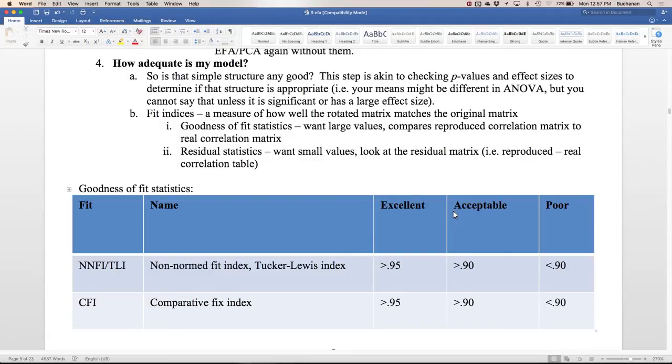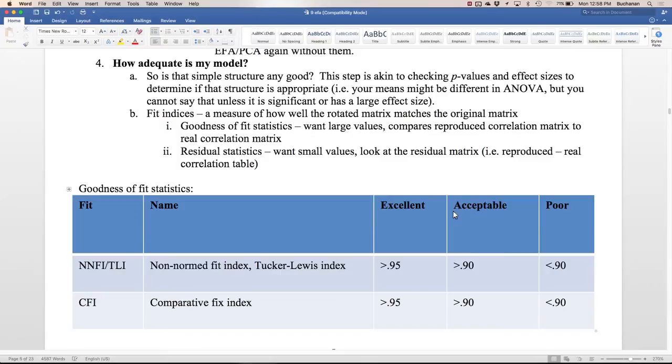Two of the goodness of fit ones, the NNFI and the TLI, or the non-normed fit index and Tucker-Lewis, are exactly the same. I don't know why it has 2 names. In the output, it's going to be called Tucker-Lewis. Things are excellent over 0.95. They're acceptable, meaning you might get it published, over 0.9. Anything less than 0.9 is poor. Think about that criterion for a second. That's really high. It's a 0.9 correlation between the two matrices. So kind of a similar rule if you think about 0.05.